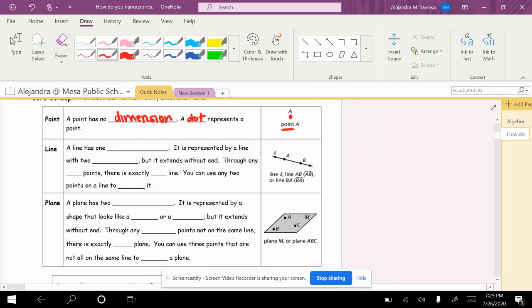A line has one dimension. It is represented by a line with two arrowheads. Arrowheads are these little signs right here when you draw a line. Just like that. What that means is something keeps going on and on and on forever and ever. So this is never going to stop. But yes, so it extends without end.